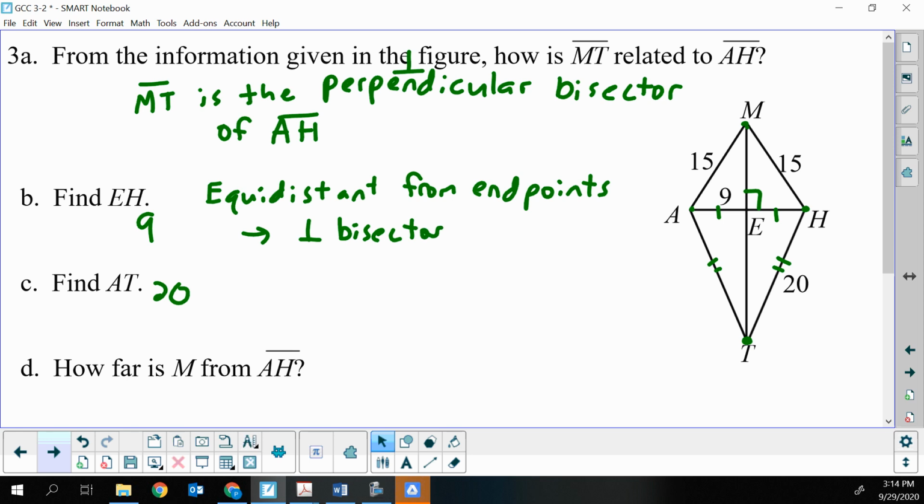And then for AT, we had point on perpendicular bisector implies equidistant from endpoints.